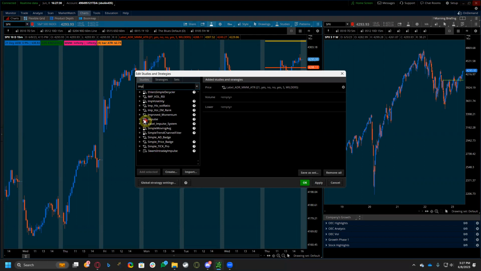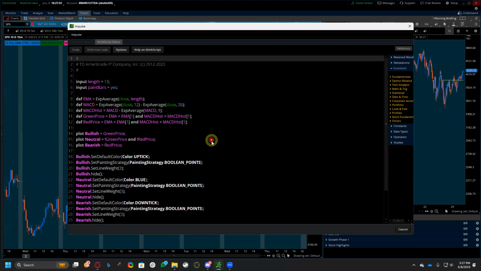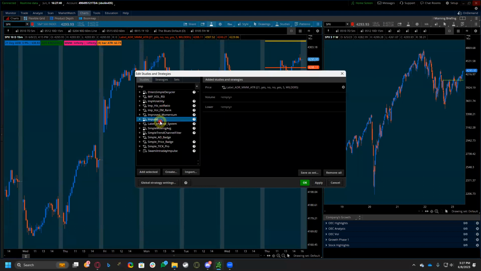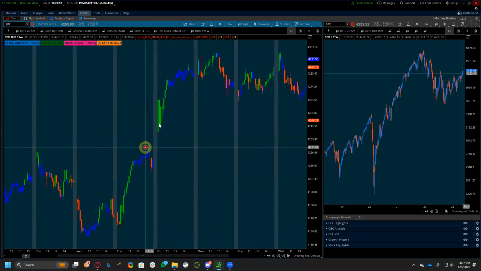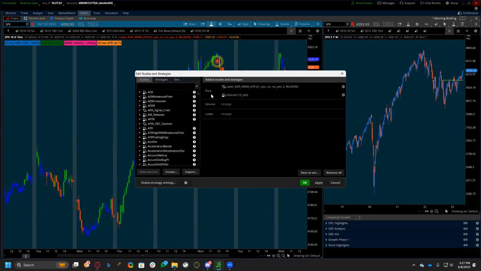Usually you'll see impulse connected with something like the Elder impulse. This one also will paint your candles. So it's something that, again, people don't like it when their candles get messed with. You can see how it has orange and green and blue, and I think there's maybe one other color in there too. It really kind of messes with people.